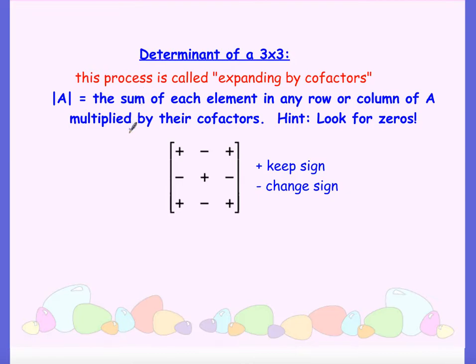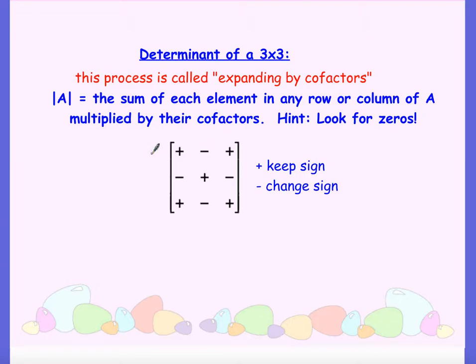Now, determinant of 3 by 3, I am well aware of the fact that your calculator can do it, but I want to show you how it's done. This process is called expanding by cofactors. So the determinant comes from the sum of each element in any row or column of A multiplied by their cofactors. And let me explain a little bit more. When you find the determinant of a 3 by 3, the first thing you want to do is find a row that has zeros in it, but we'll get to that in a minute.